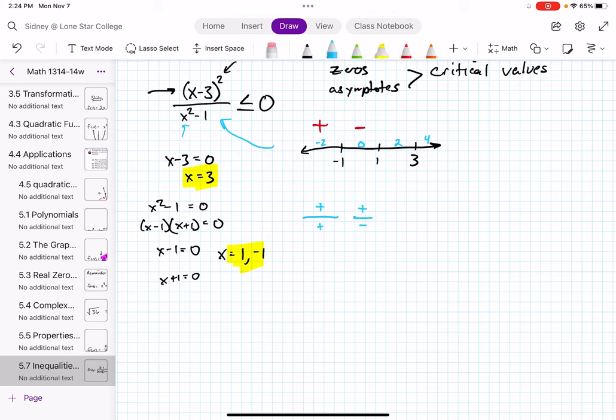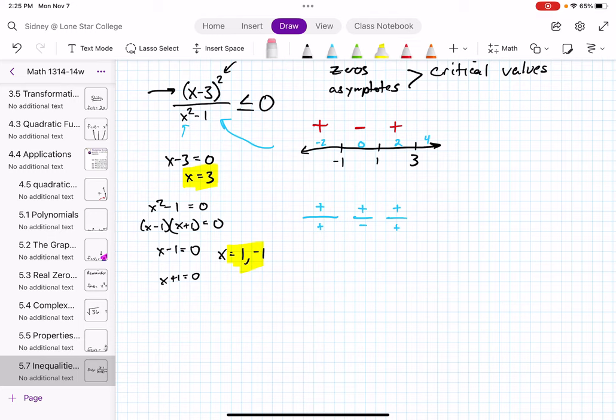All right, I go to plug in 2. 2 minus 3 is -1, but -1 squared is +1, so that's going to be a positive value. And then x squared minus 1, so 2 squared is 4. 4 minus 1 is positive. So this region has positive values.